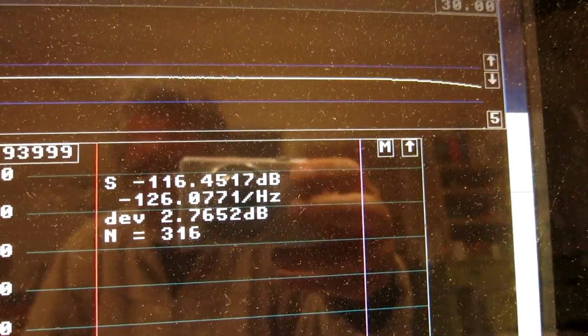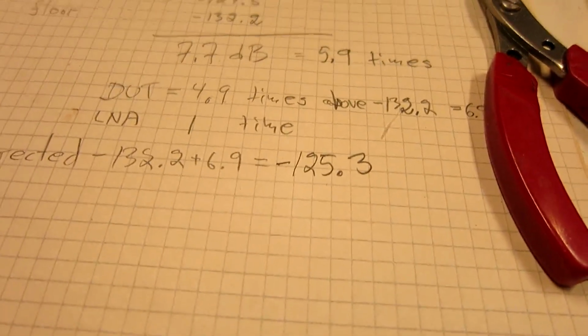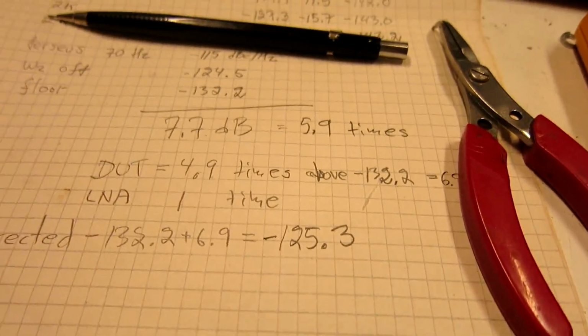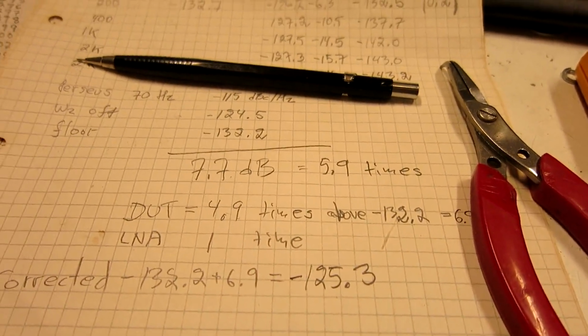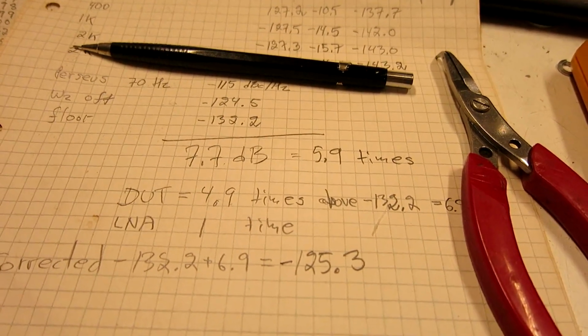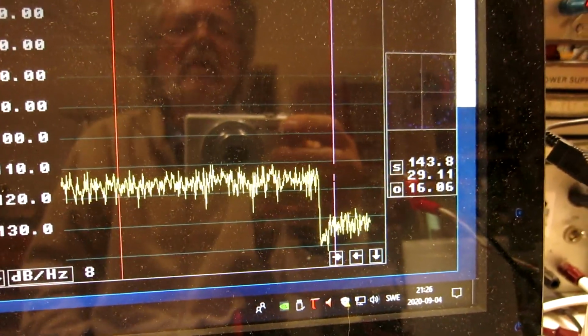126.1, while I expected minus 125.3. So that's an error of 0.8 dB, and that is within the errors expected from these 20 extra decibels I have added. Here is the noise floor with the dummy load.